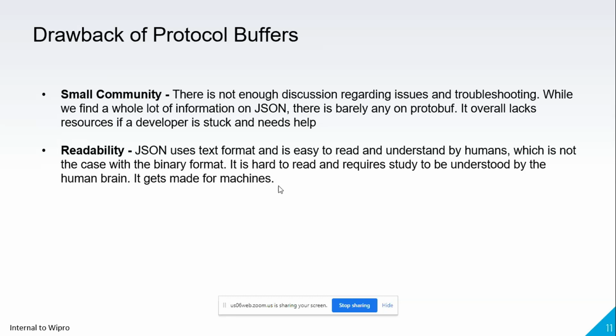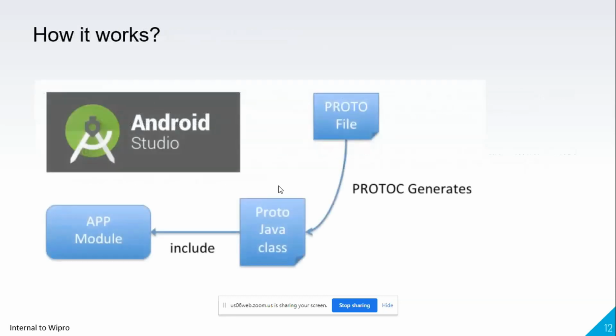And readability: JSON and XML both use text format, which is easy to read and understand by humans. That is not the case with the binary format. It is hard to read and requires study to be understood by the human brain, as it is developed for machines. Now, how it works.